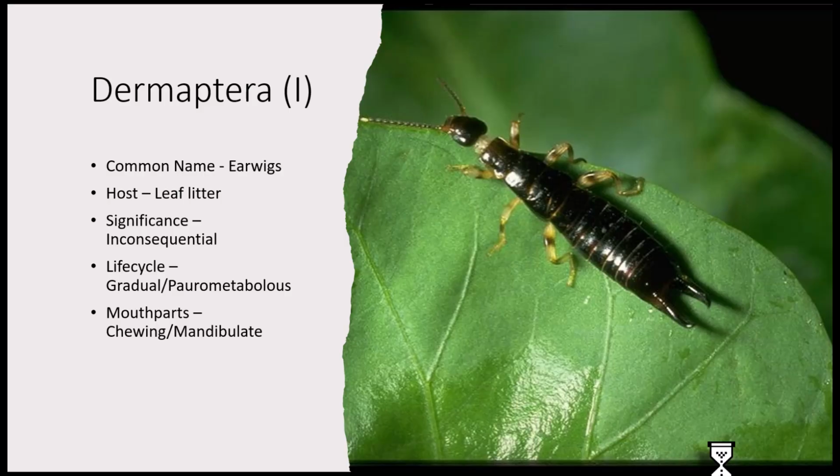They're generally found on the ground under objects in leaf litter or under rocks. The host in this case would be leaf litter. Leaf litter simply describes leaves and vegetation debris that's on the ground that's not attached to a plant. They are considered inconsequential, meaning that they don't really do bad or good. They're just kind of there. And they have a gradual or parametabolous life cycle. They do some chewing. Some are predatory. Others may feed on decaying organic matter, fungal material, dying plants, or things like that.